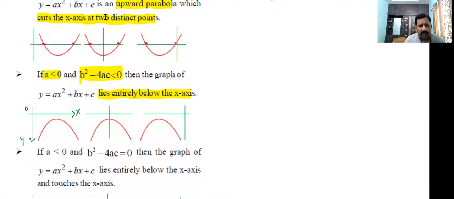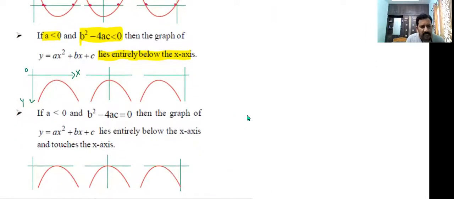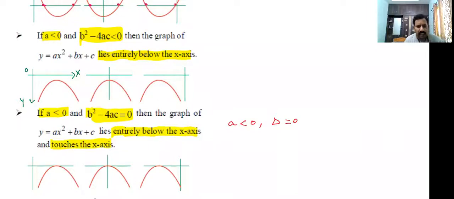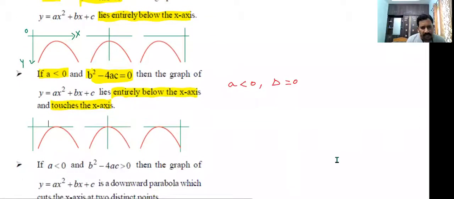Right. So I'm going to the next point. See here, if a less than 0, b square minus 4ac is equal to 0. A less than 0 means the curve is looking downwards, and discriminant equal to 0 means the curve touches the x-axis, but where? Entirely below the x-axis and touching the x-axis. The curve is entirely below the x-axis and touches the x-axis.